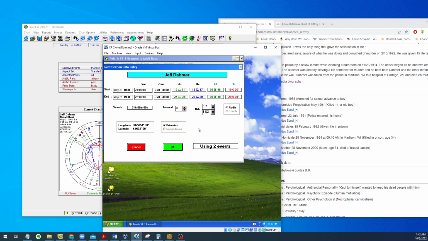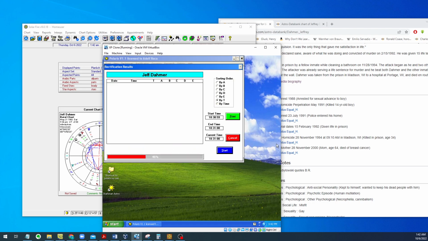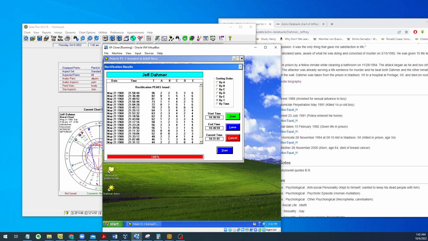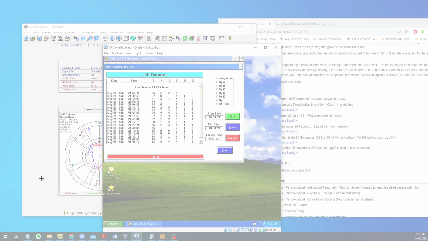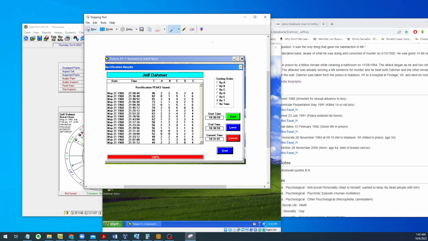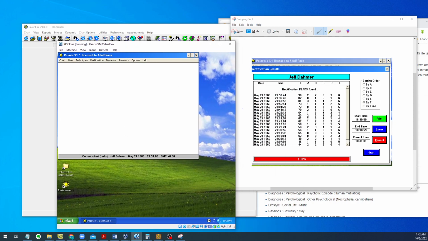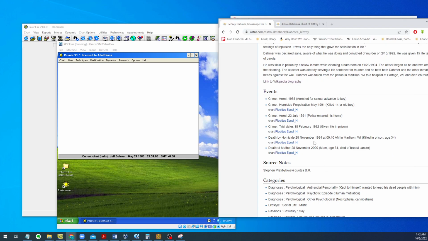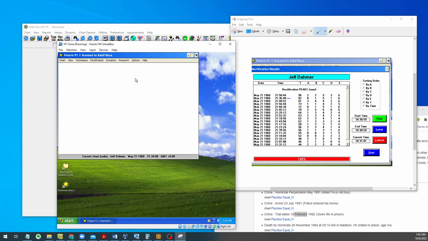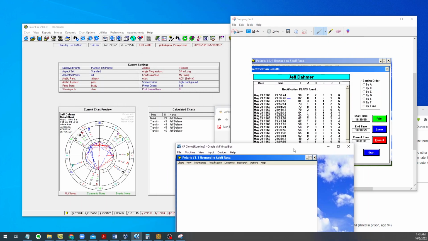And these are the orbs that I like to use. Now for me, the time that I landed on, and the time that I am 100% sure is correct, is this one right here. Now I didn't use the arrest date and the trial date because basically I didn't need them, but you can use them if you want. I don't need them to do my work here.